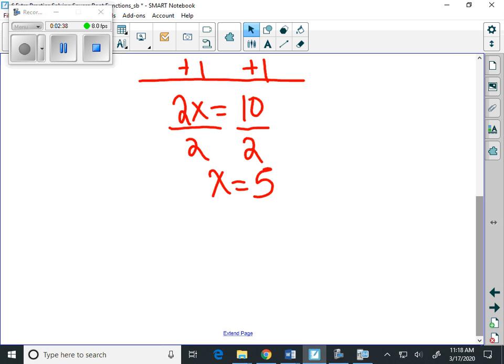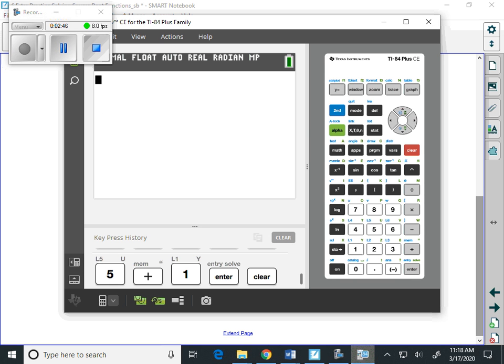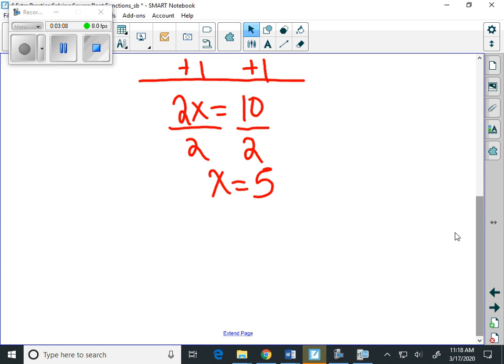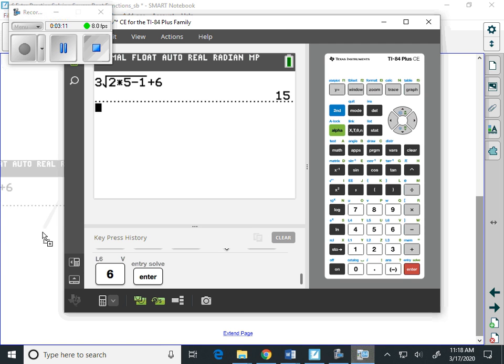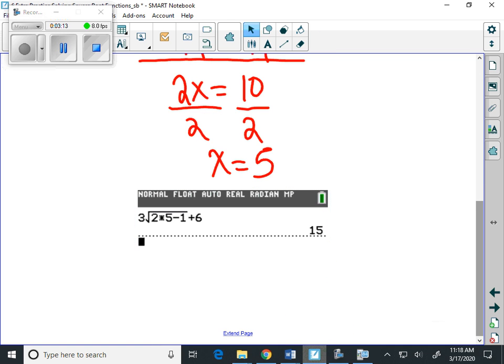Again, it looks like a perfectly good solution. It may be, it might not be. We're going to go back into our calculator and check it. So it's going to be 3 times the square root of 2 times 5 minus 1. Arrow out of the square root part, plus 6. And when we press enter, we want it to equal 15, which is what's on the other side of the equation. And sure enough, it is. And because it is, 5 is a solution to our problem.